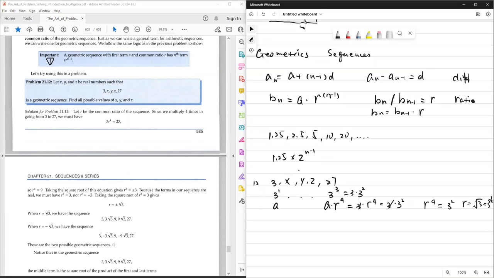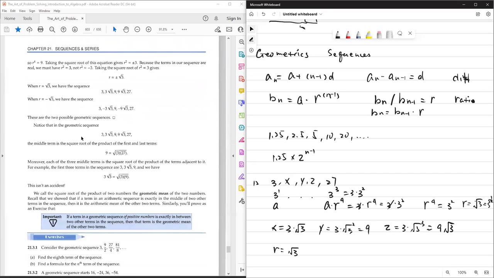So then x will be 3 multiplied by the square root of 3. y equals 3 multiplied by the square root of 3 squared, which is 9. And z would equal 3 multiplied by the square root of 3 to the third power, which is actually 9 square root of 3. Okay, the increment is the square root of 3; you multiply it to the previous term. So here's our sequence for the geometric sequence.